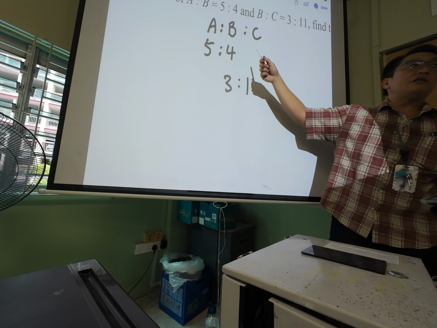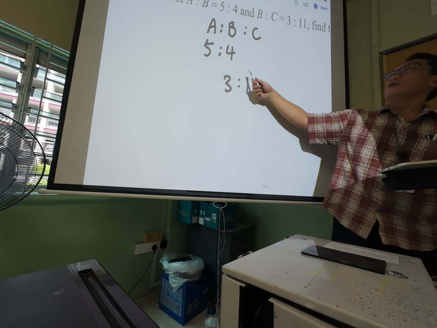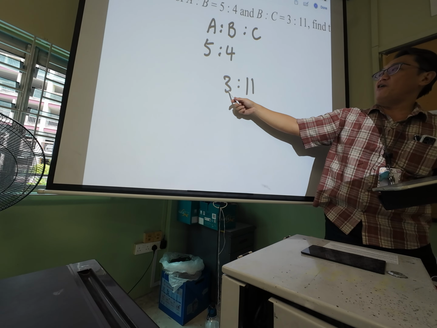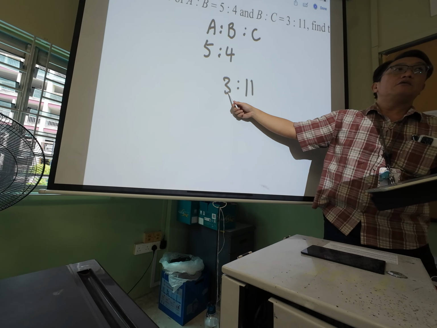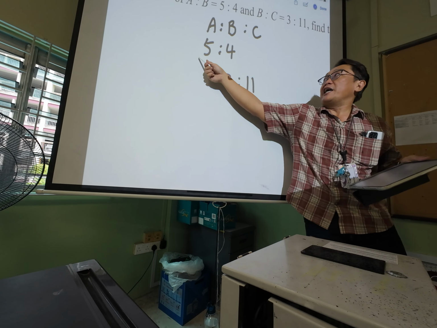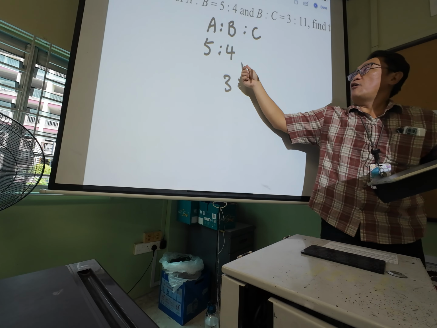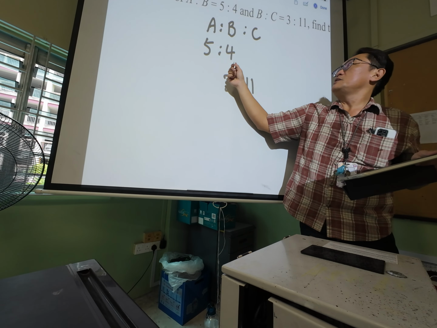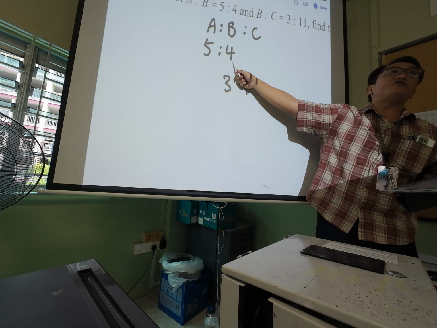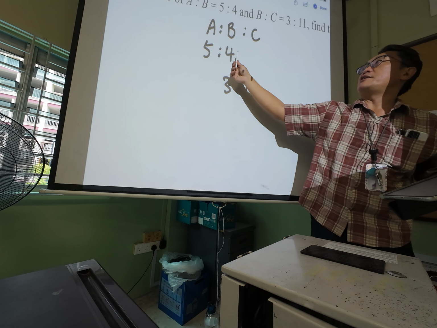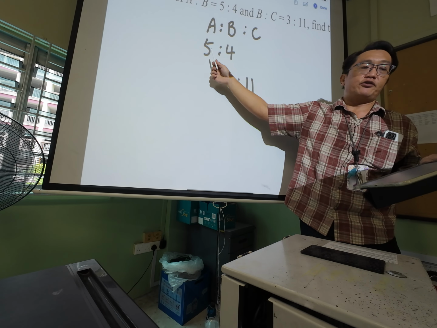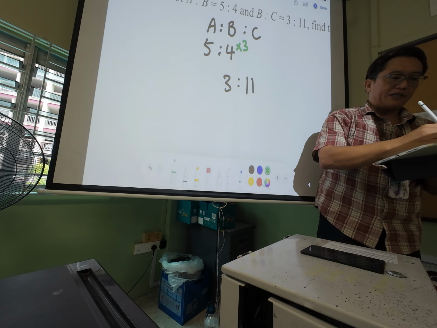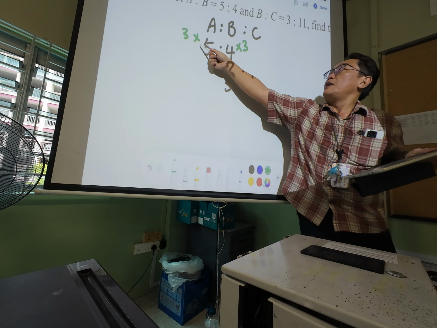So 3 and 4, the lowest common multiple is 12. If I multiply 3, this will become 12. If I multiply 4, this will become 12 also. So in this whole ratio, I want to write a similar ratio, just that I multiply this by 3. Then if I multiply this by 3, I must also multiply this by 3. That is why I want to multiply 3 to the first line.